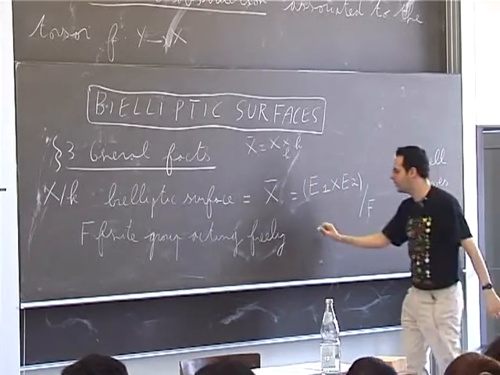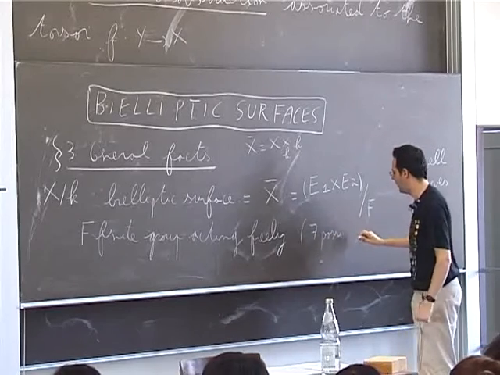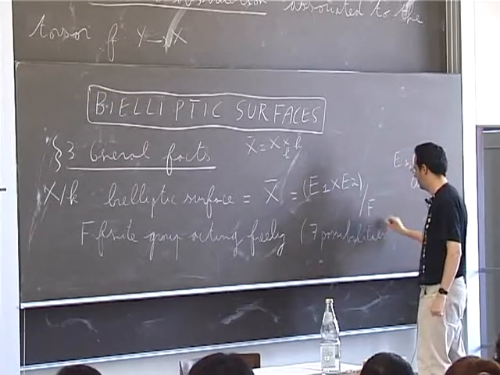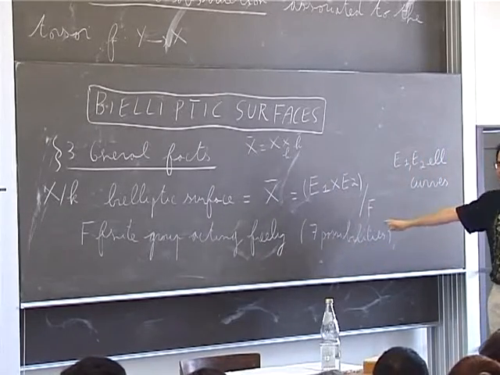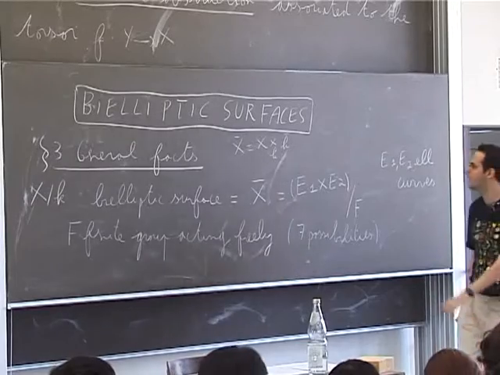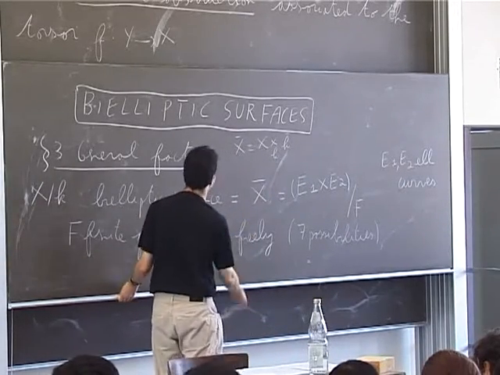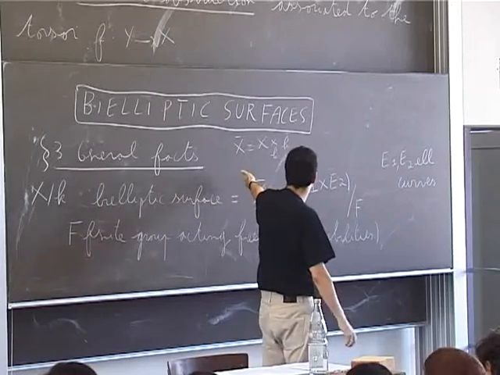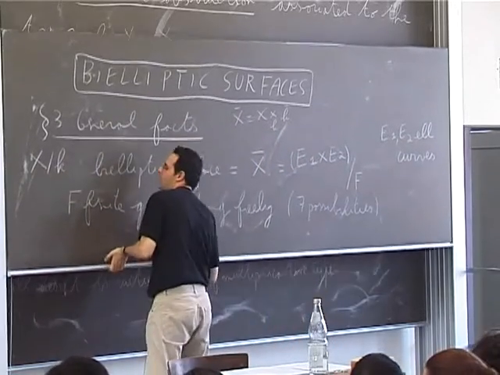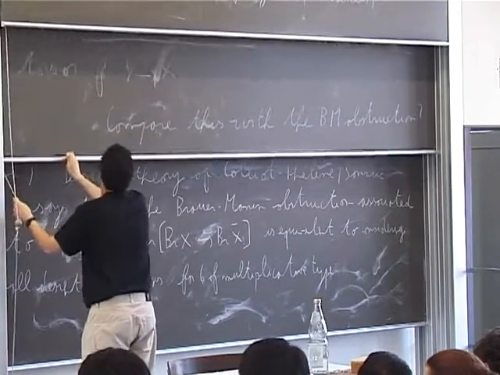Actually, there are 7 possibilities for F. So you can find this in any good book about complex surfaces. And by the way, all possibilities are abelian. For surfaces, there are no examples with F non-abelian. So this is what a bielliptic surface is. It's one type of surface of Kodaira dimension 0. I can say a little bit more about the geometry of such a surface.